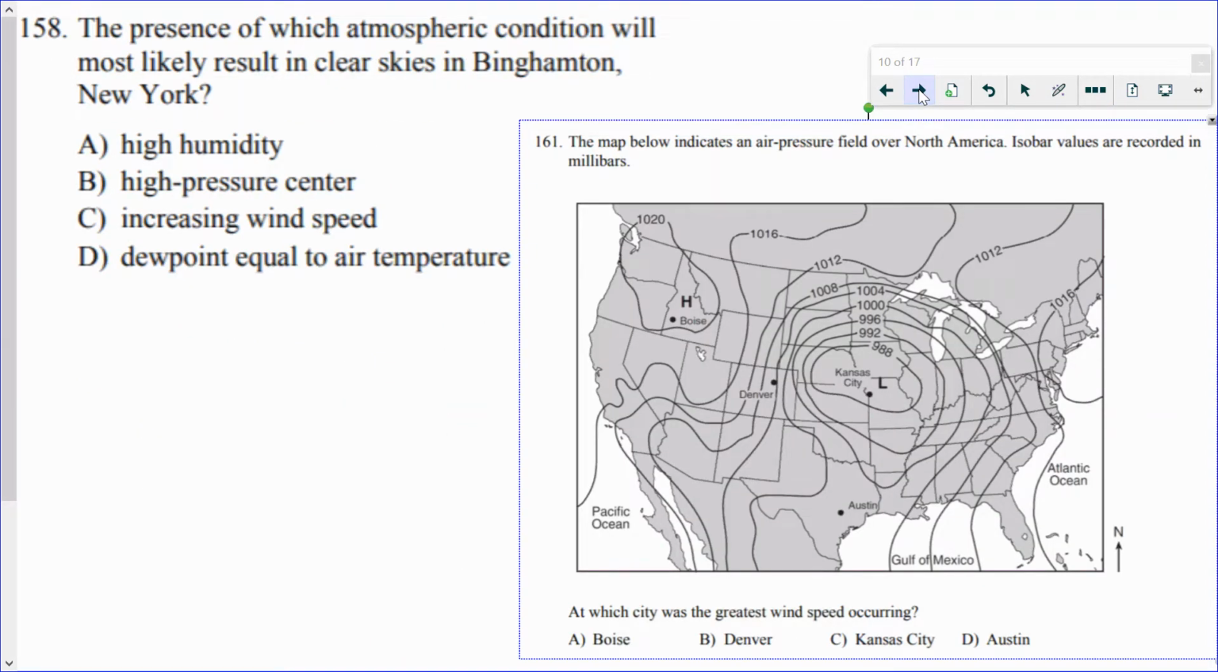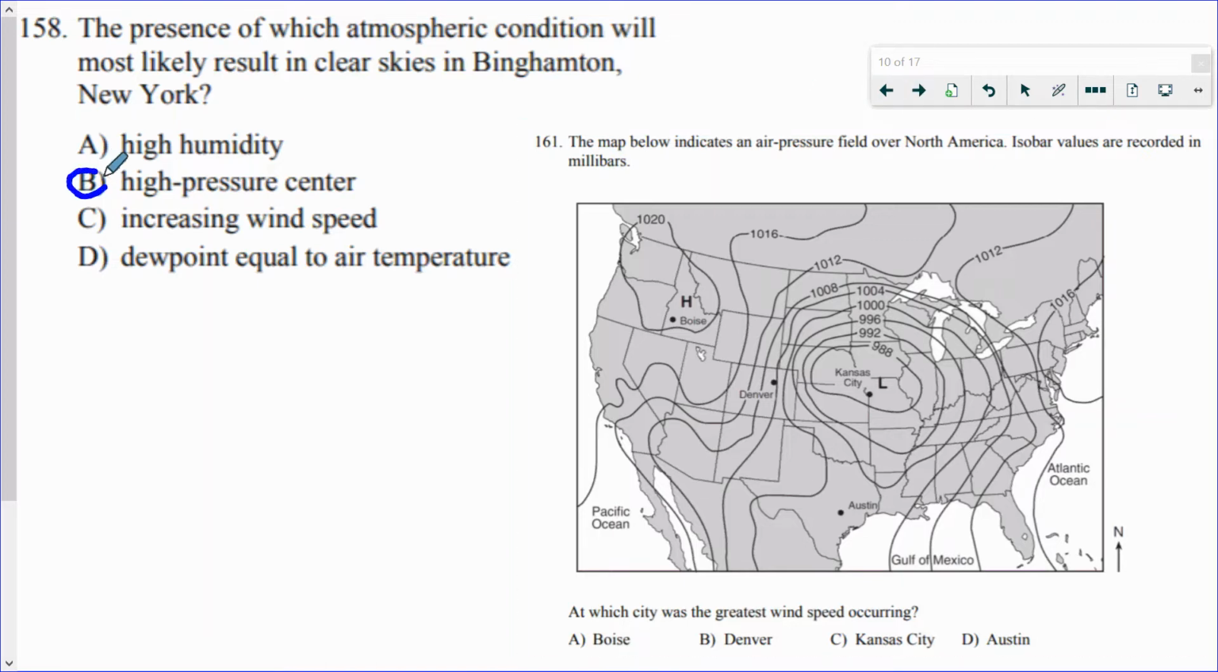Which atmospheric condition gives clear skies? Low is lousy. If low is lousy, high pressure is clear. I don't have a rhyme and flow for that.